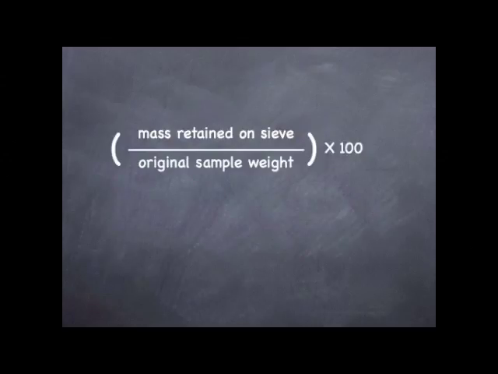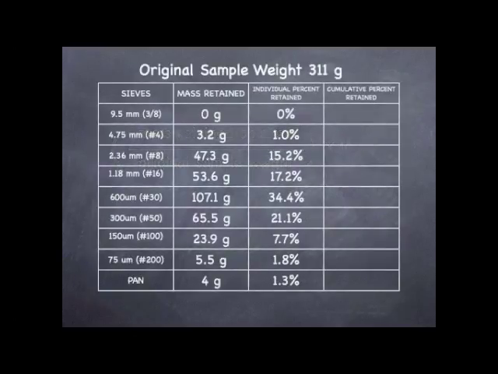Now that we know our test is valid, we can go ahead and calculate the individual percent retained on each sieve. We do this by taking the mass retained on each sieve and dividing it by the original sample weight, and then multiplying this number by 100. If we do our calculations, we wind up with 0% on the 9.5 millimeter sieve, followed by 1% on the 4.75 millimeter sieve, followed by 15.2% on the 2.36 millimeter sieve, and you can see the rest of the numbers listed here.